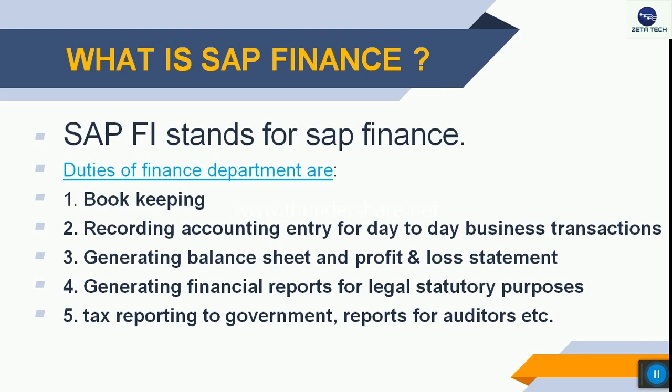Next is tax reporting, and government reports for auditors. You know that each and every company must maintain the tax filing report and the accounting report, and must file them with the tax department. If you maintain the tax properly, your company will go well and perfectly in different organizations.